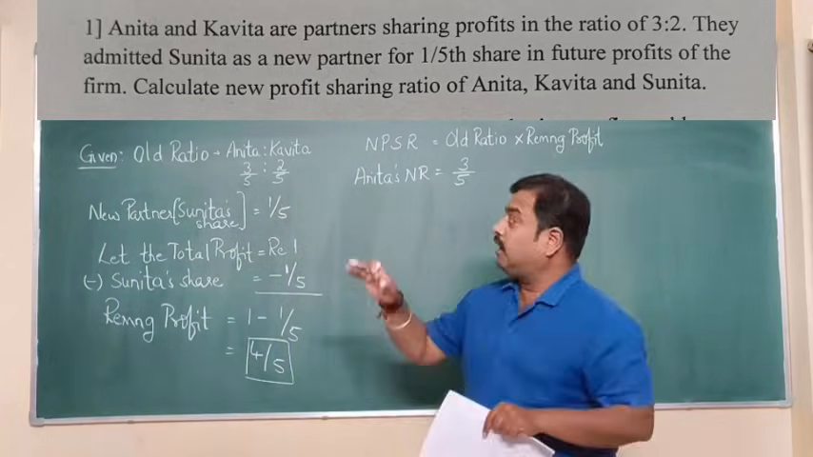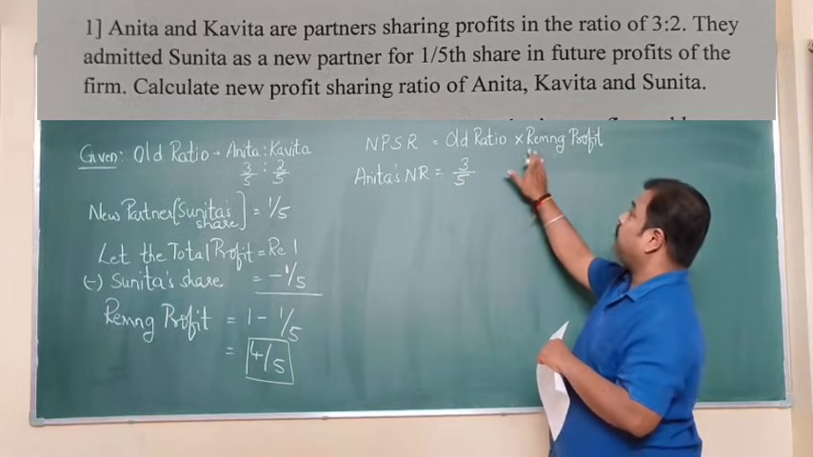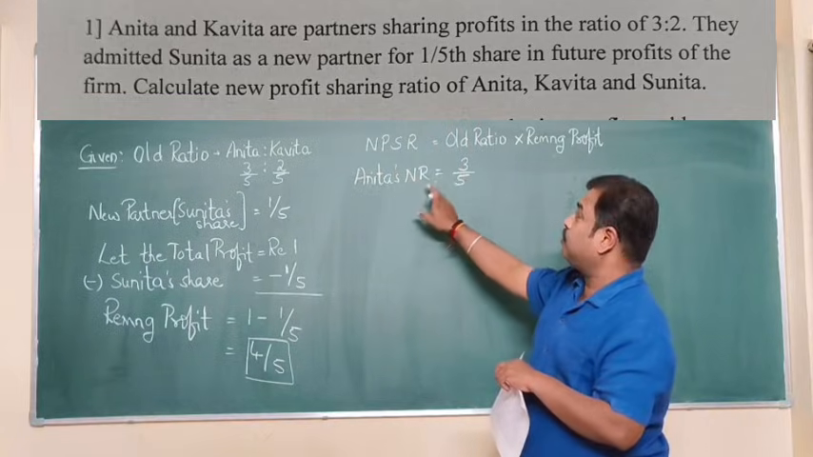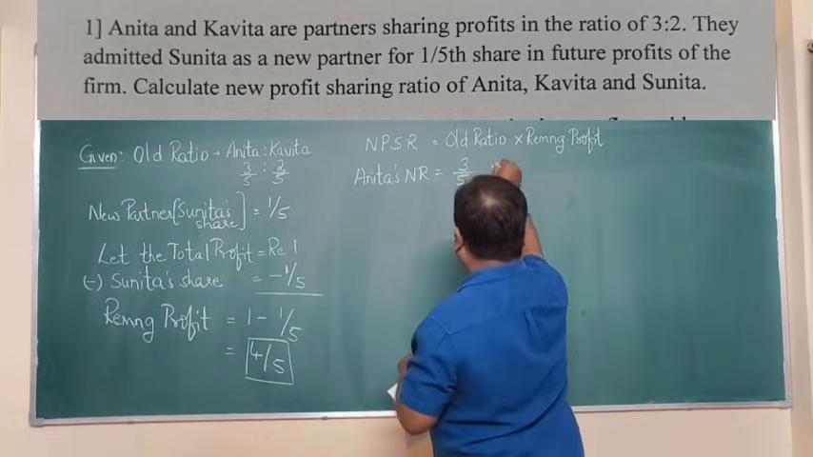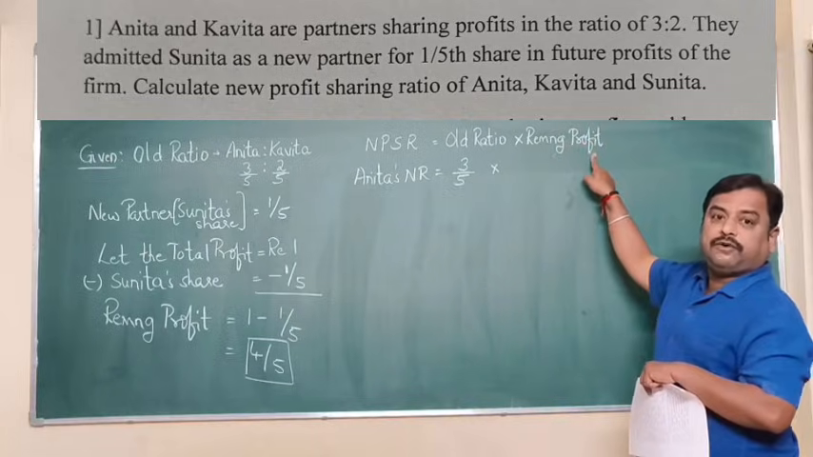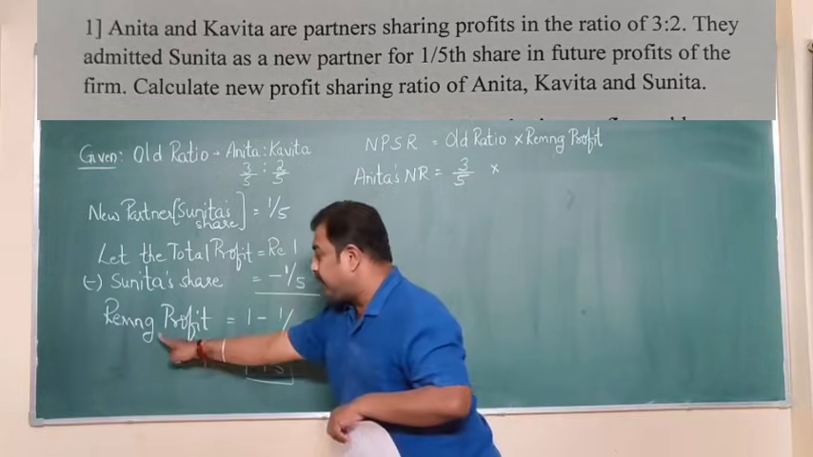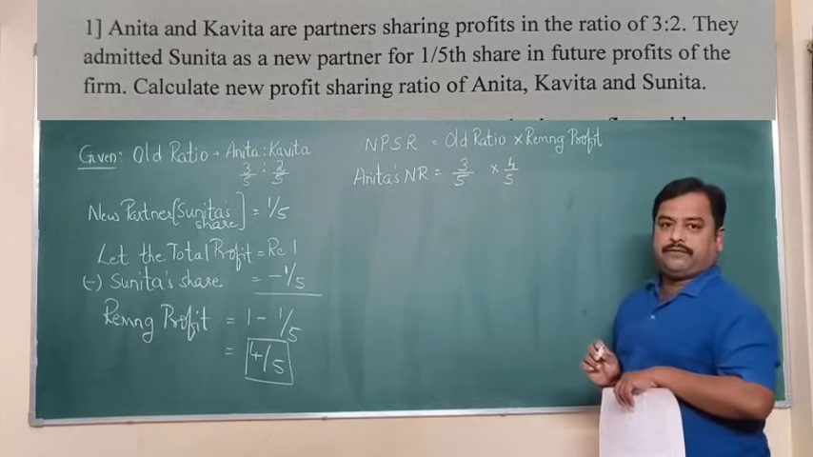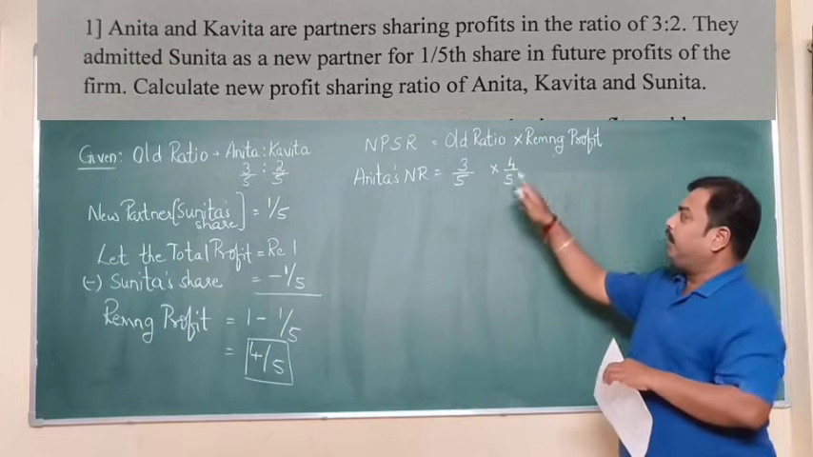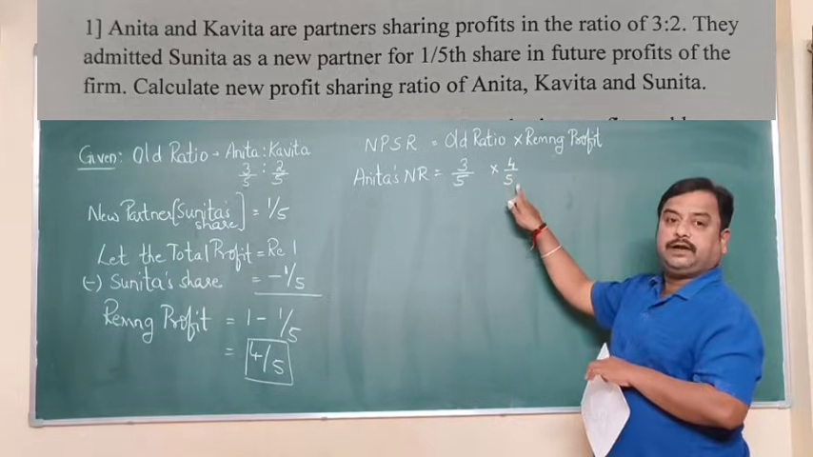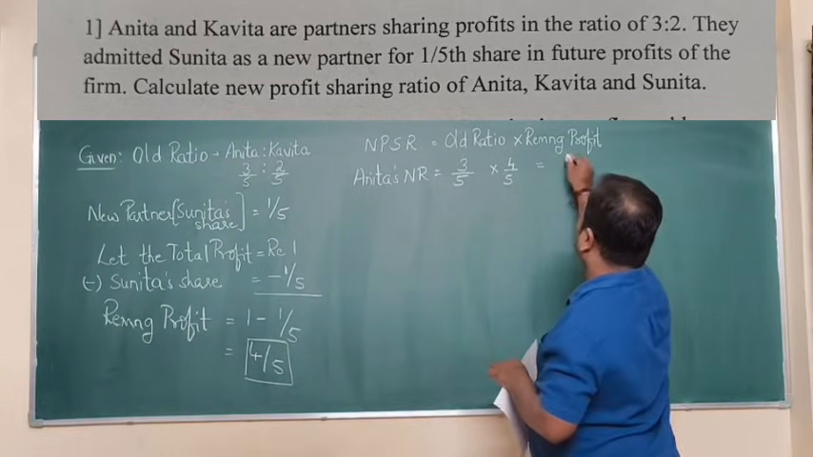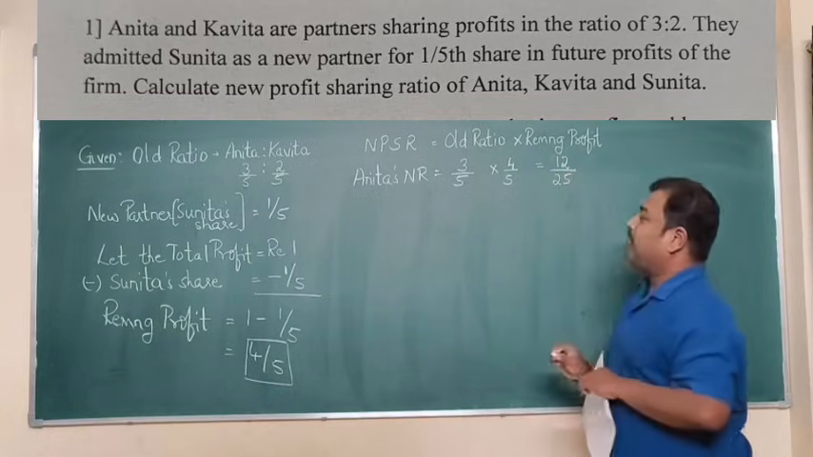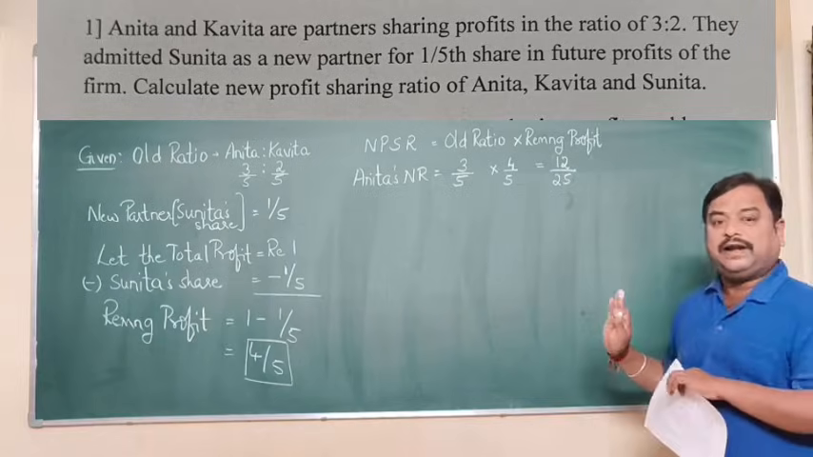So the new profit sharing ratio is equal to old ratio into remaining profit. What is the old partner's old ratio? 3 by 5 into the remaining profit. What is the remaining profit? 4 by 5. So 3 by 5 into 4 by 5. It is simple multiplication. Numerator into numerator, denominator into denominator. So it is 3 4s are 12, 5 5s are 25. So Anita's new ratio is 12 by 25.